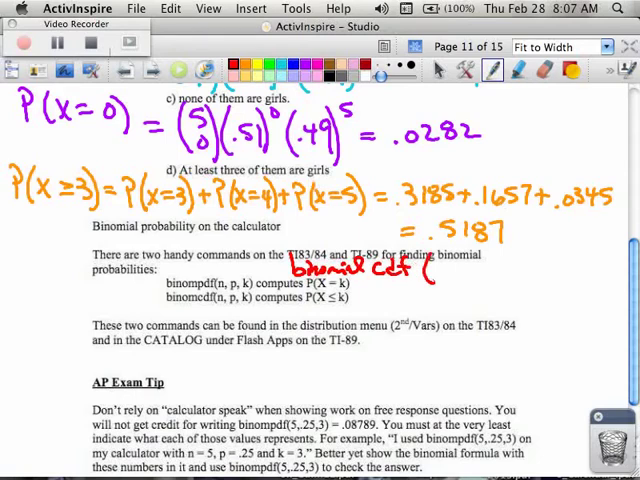So I have 5 different things that could occur, and I know that my success is 0.51. And notice how this one said greater than or equal to 3, right? I can't find less than or equal to or greater than or equal to. I can only find less than or equal to. So what I'm going to do is I'm going to find out the failures. There are 2 of them.